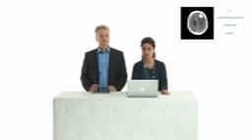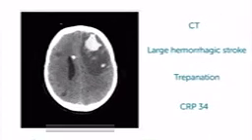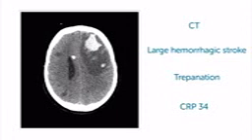A 46-year-old male who has a combined aortic valve disease, regurgitation, and stenosis. He undergoes aortic valve and descending aorta replacement, and he is found unconscious at home. He's brought to the clinic 3 months after the operation, and CT showed a large hemorrhagic stroke. He had to undergo trepanation.